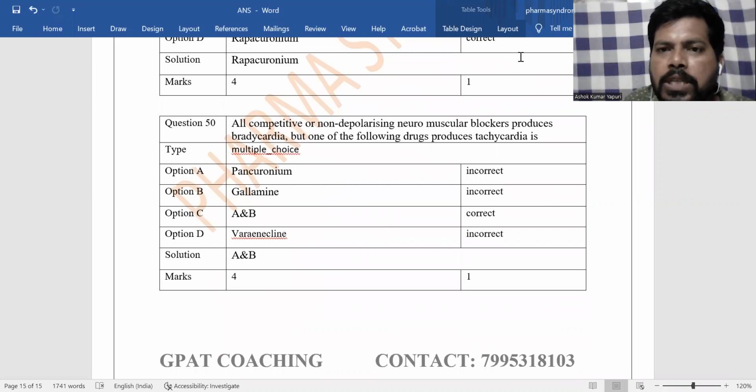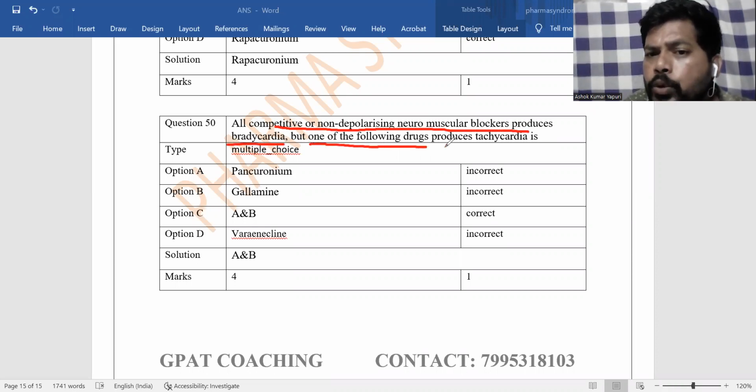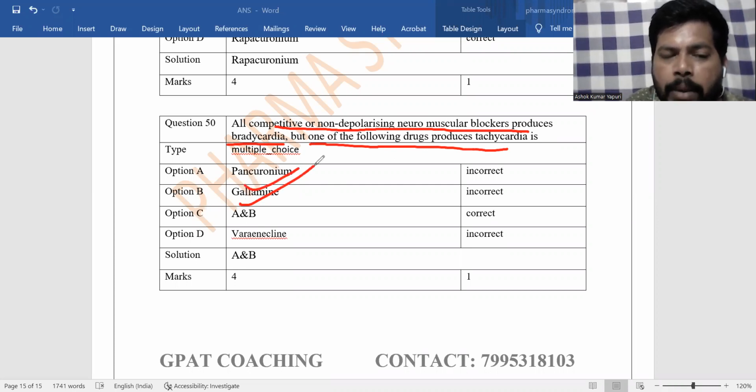And the last question is here. All competitive or non-depolarizing neuromuscular blockers produce bradycardia, but which one of the following drugs produces tachycardia? The correct answer is pancuronium as well as gallamine.